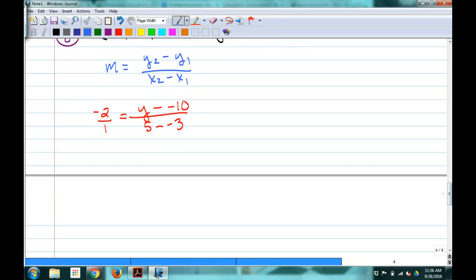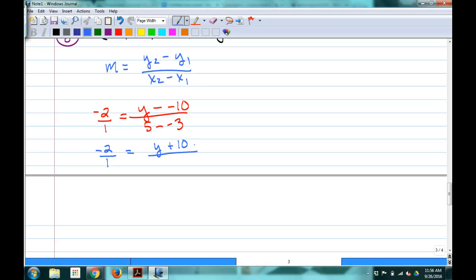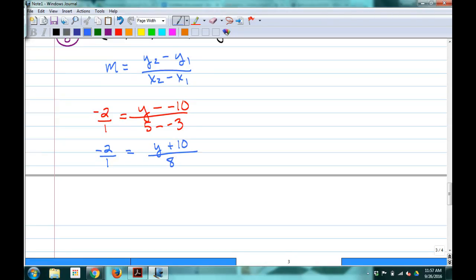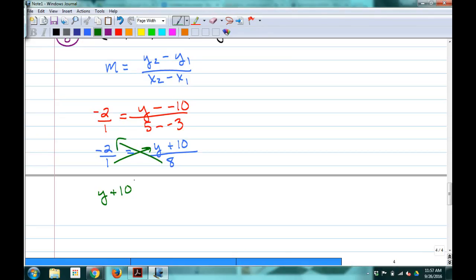So if I simplify that, that's going to be negative 2 over 1 equals, now y minus negative 10 turns into y plus 10. And then 5 minus negative 3 works out to be 8. And then we've got a nice little proportion to solve. How do we solve proportions again? Cross multiply. This one may be even a little easier since we got a 1 times y plus 10. That's just going to give me y plus 10 is equal to negative 16. That's one step.